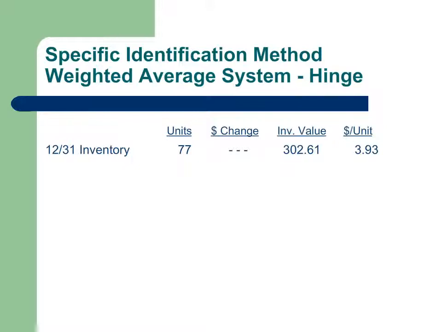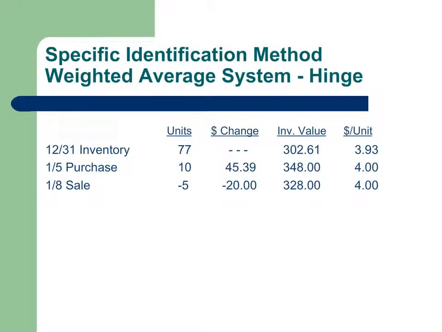The computer updates the average cost every time that type of hinge is purchased based on the number remaining in inventory. So, on January 5th, the hardware store purchased an additional 10 hinges for $45.39. Now the hardware store has $348 in inventory and 87 hinges for an average cost of $4 per hinge. When that type of hinge was sold on January 8th, the sale was recorded for the amount the customer paid and the inventory was reduced and cost of sales entered for the weighted average cost of the hinge, or $4.